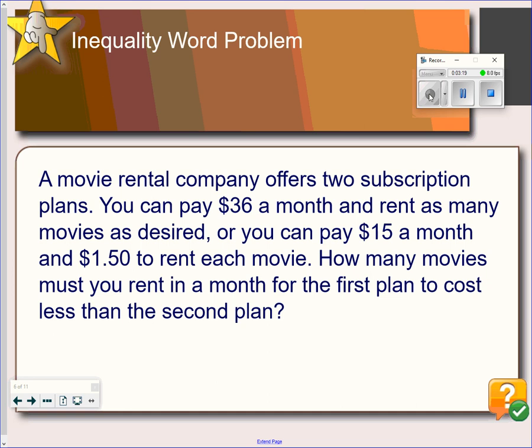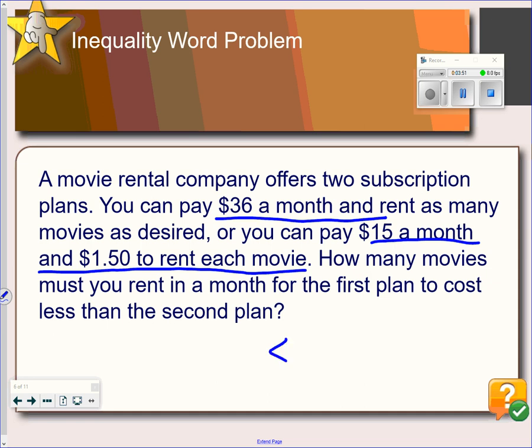Okay, and this is where these types of problems could be used in real life. So a movie rental company offers 2 subscription plans. You can pay $36 a month and rent as many movies as you desire. Or you can pay $15 a month and pay an additional $1.50 to rent each movie. How many movies must you rent in a month for the first plan to cost less than the second plan?